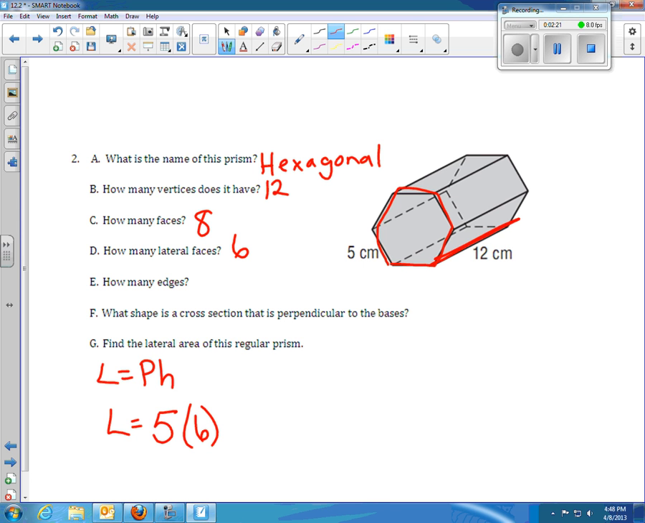Now remember, our height is the one measurement that's not included in the base. Yes, it looks weird. The height is on the actual thing on the bottom, but the height is what's not included in the base. So we're going to times that perimeter times the height. Go ahead, pause the video, type it in your calculator. All right, did you find out what it was? Its lateral area is 360. And remember, our area counts with a label of centimeters squared.